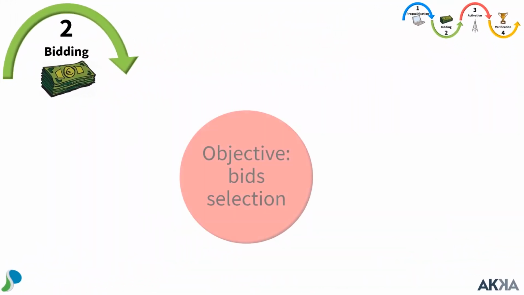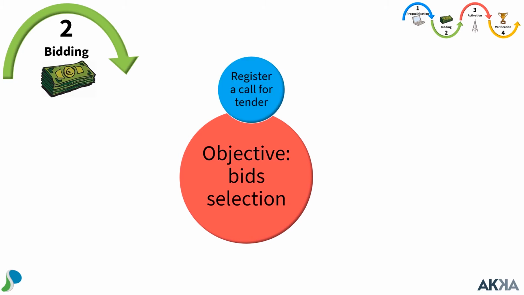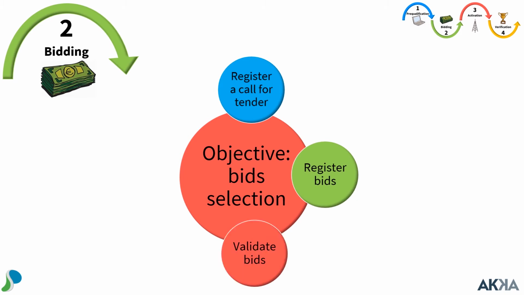The second process implemented is bidding. The flexibility platform handles parallel calls for tender, for which flexibility service providers bid flexibilities for flexibility products, previously defined with system operators and possibly standardized.